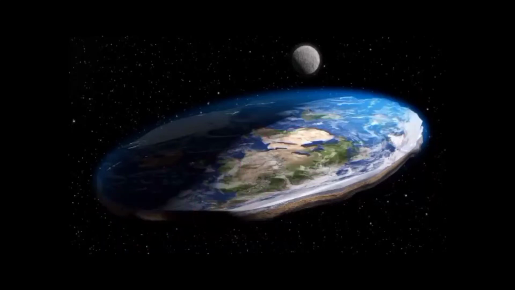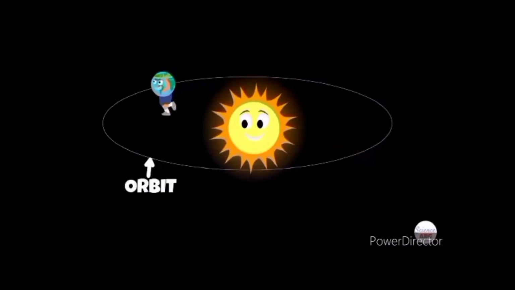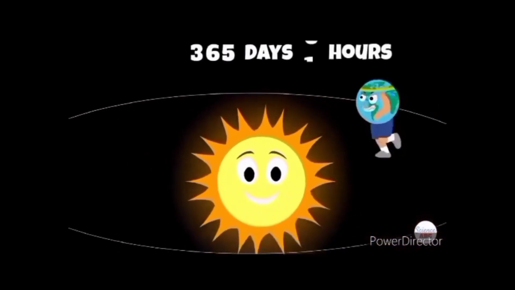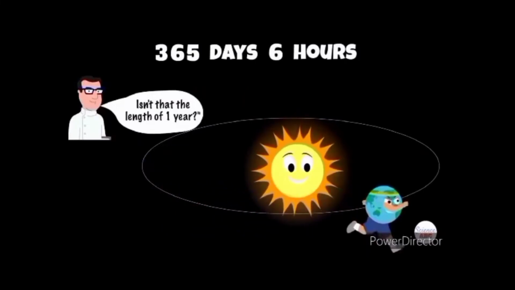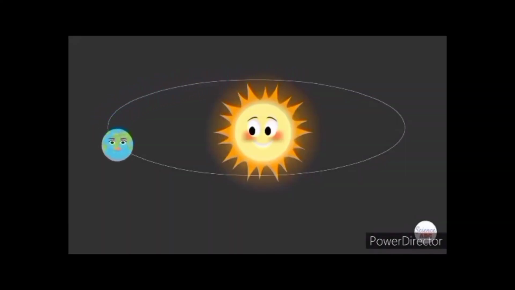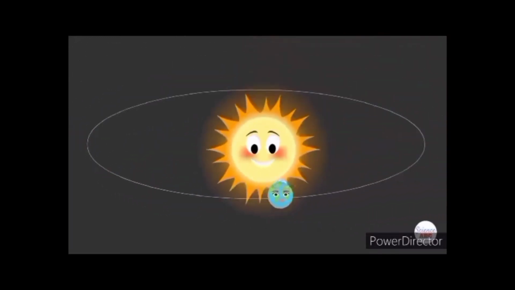Let's begin! Earth, our home planet, is locked in an elliptical path around the Sun, which is known as the orbit. Earth travels around the Sun along an orbit and completes one revolution in approximately 365 days and 6 hours, which is equivalent to 1 year. Just as the Earth moves around the Sun in an elliptical orbit every year, our natural satellite, the Moon, also revolves around the Earth. It takes about 27.322 days for the Moon to complete one revolution around our planet. So, Earth revolves around the Sun and the Moon revolves around the Earth.